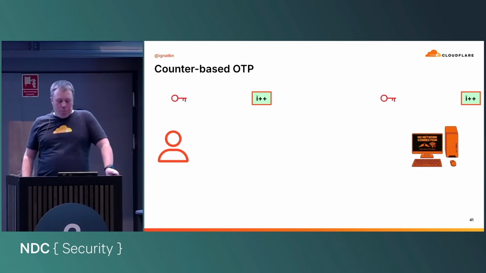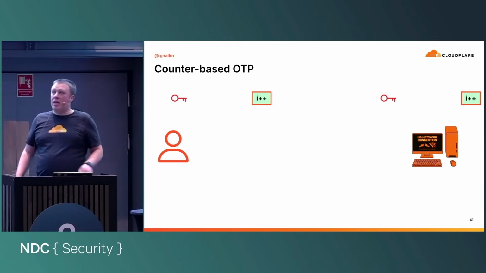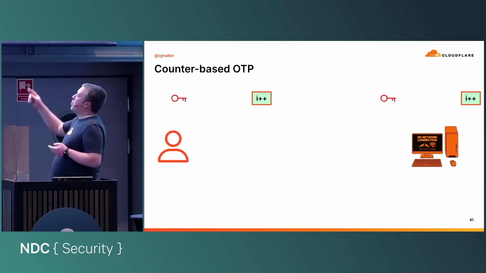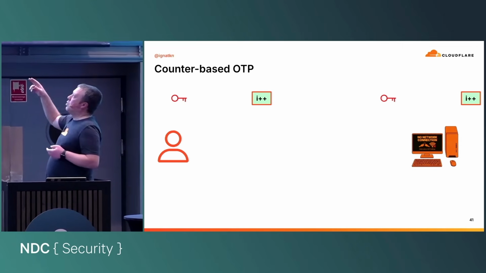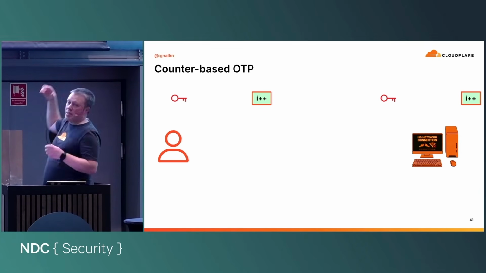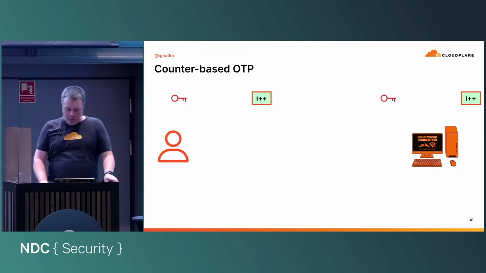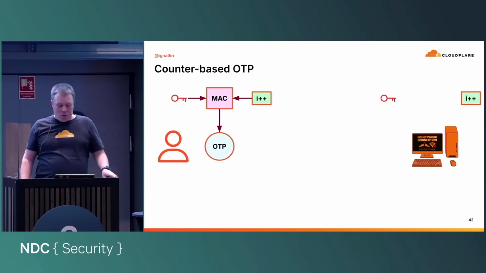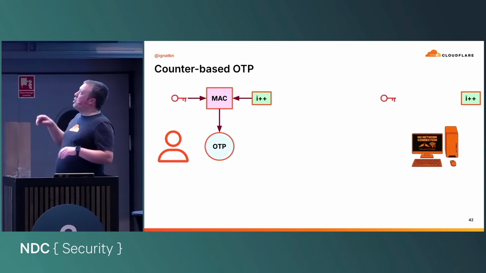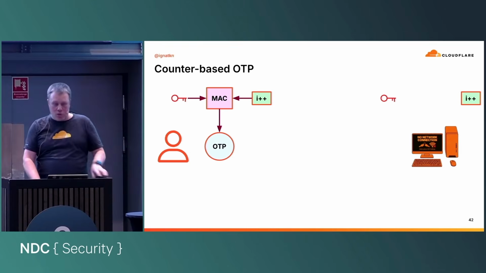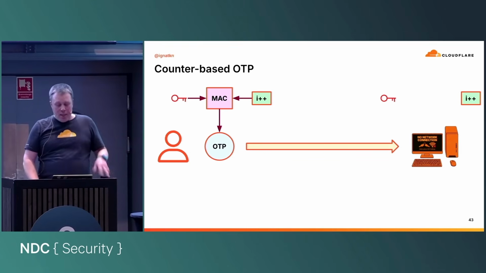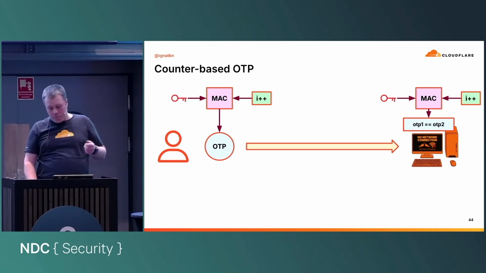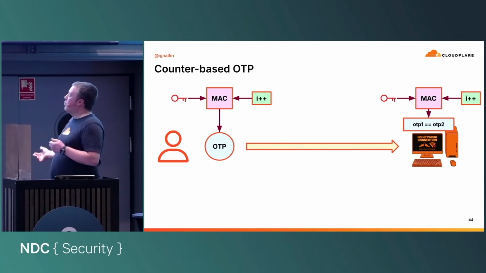Another popular approach is counter-based OTP. Instead of time, we replace it with an incrementing counter. In the initial state, the client and the server both have the shared secret and some kind of counter. Again, we use a message authentication code to produce an OTP, and the client then increments the counter so it's different next time. It sends the OTP to the server, which does the same thing and can verify it.